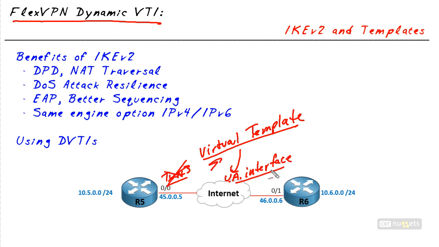Now, if you're saying, hey Keith, that sounds very familiar, didn't we do that with dynamic virtual tunnel interfaces? And the answer is, yes, we did. And we can use that same functionality. We're leveraging that technology, if you will, of the dynamic virtual tunnel interfaces as part of the FlexVPN umbrella.